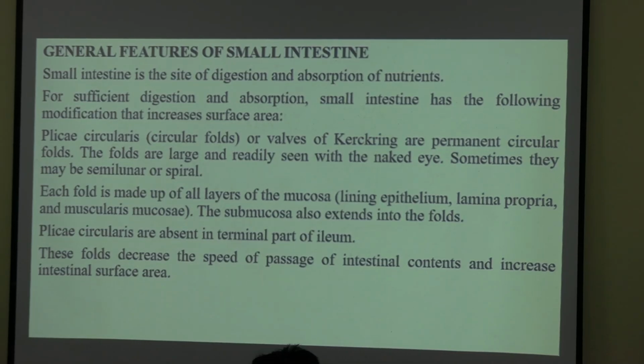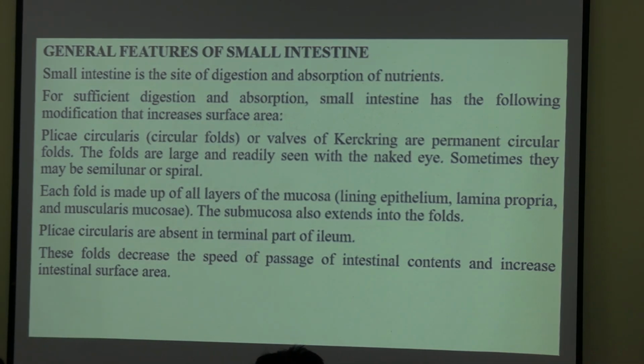GIT, whatever we have discussed in the last class will be followed. Last week we discussed the esophagus and stomach. Esophagus and stomach both are part of GIT. Now after esophagus and stomach, what is the next part? Small intestine and large intestine. Both are part of GIT.